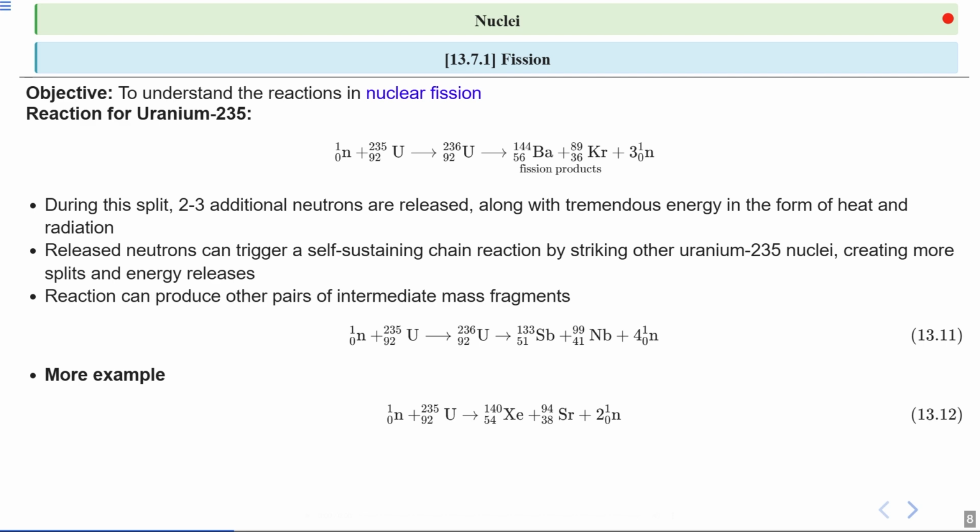So, more examples: when a neutron hits uranium 235, it splits into xenon 140 and strontium 94 plus 2 more neutrons. This is equation 13.12.